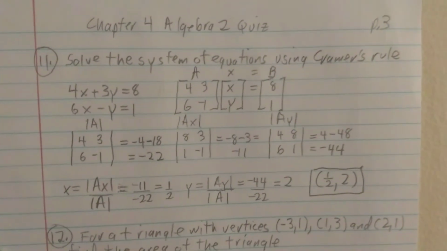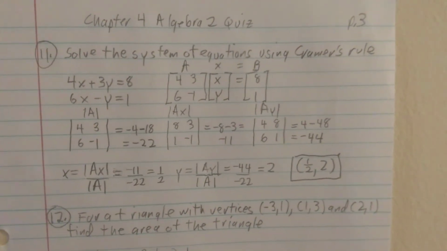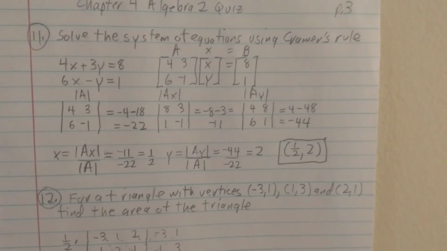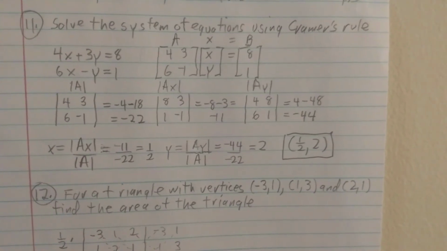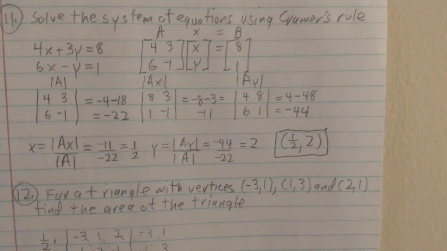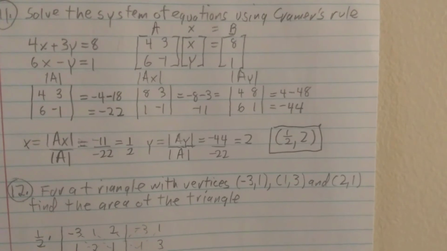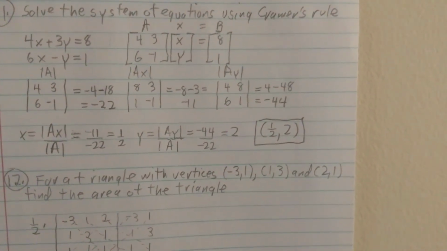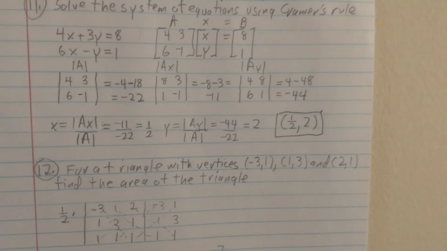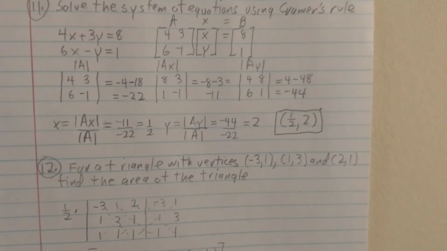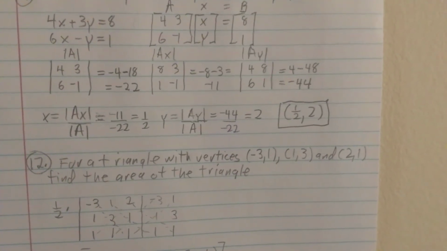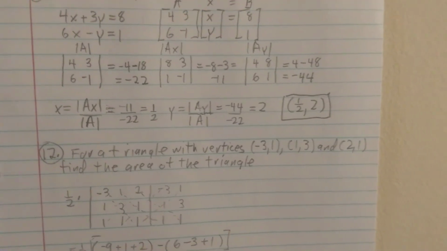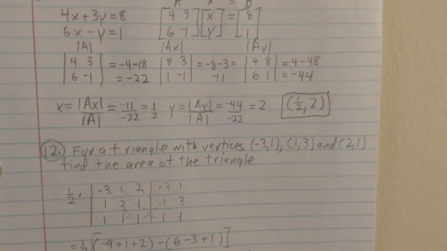And on problem 11, we're asked to solve the system of equations, the two equations, using Cramer's rule. So we're given 4x plus 3y equals 8 and 6x minus y equals 1. So that gives us the matrix [4, 3; 6, negative 1] times the column vector x, y equals the answers 8, 1. So to take the determinant of A, we take the diagonals, 4 times negative 1, negative 4, minus 18, or negative 4 minus 18 is negative 22.